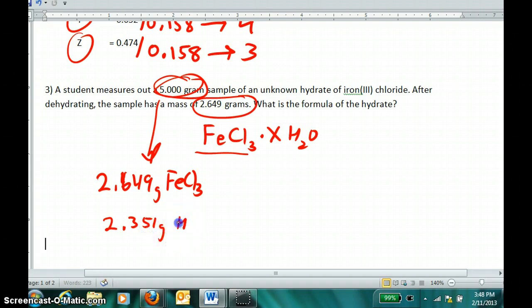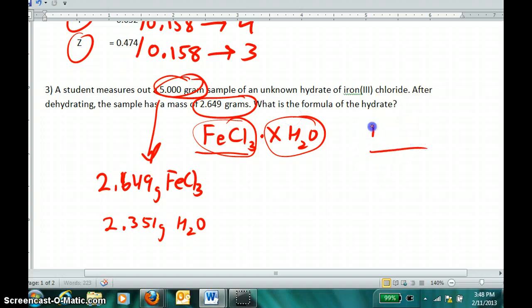2.351 grams were water. So yes, I have a nice mass ratio here of iron(III) chloride to water. But of course, that doesn't really tell me the ratio of numbers of things. The example I like to use is if behind door number 1 you had 100 kilograms of basketballs, and behind door number 2 you had 100 kilograms of marbles, you wouldn't say that you had equal numbers of basketballs and marbles, because basketballs are far bigger than marbles are.